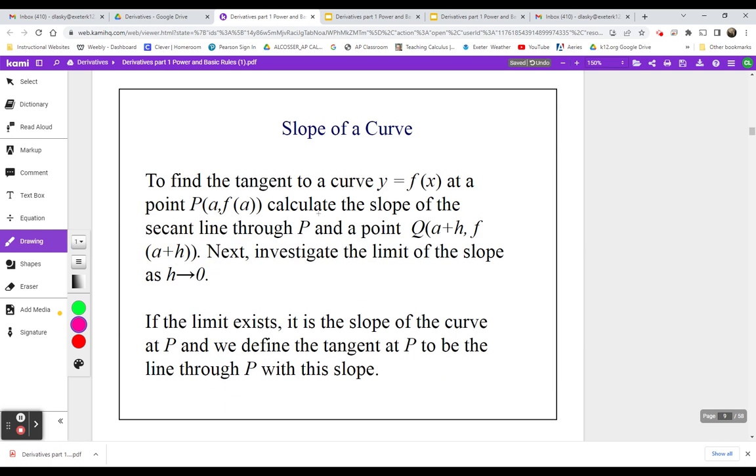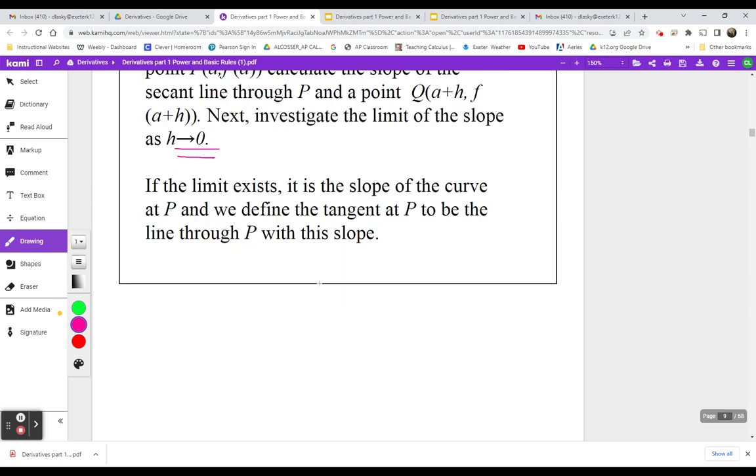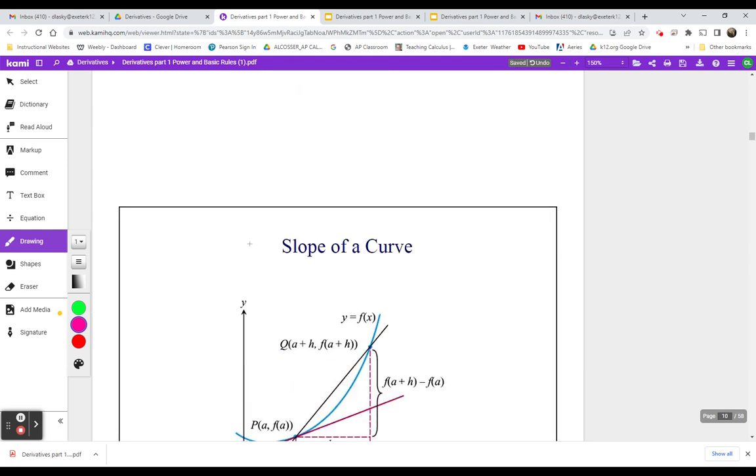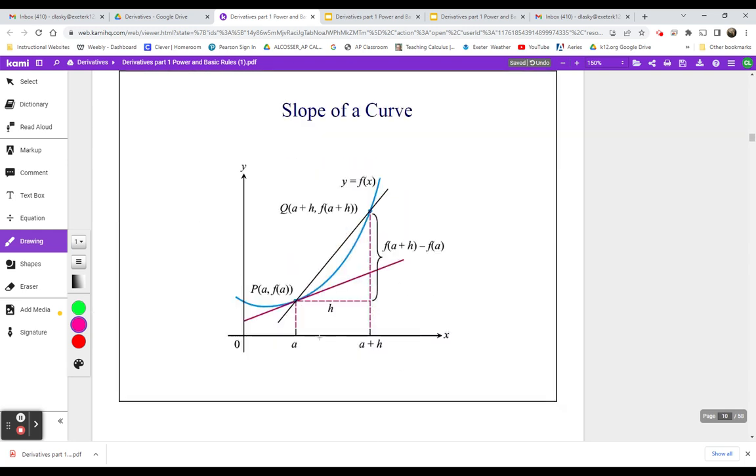Okay. So the slope of the curve. This is kind of the idea that I was talking about before. This slide got a little backwards, so we're going to work our way towards that. So let's look at this. So this is the idea, guys.